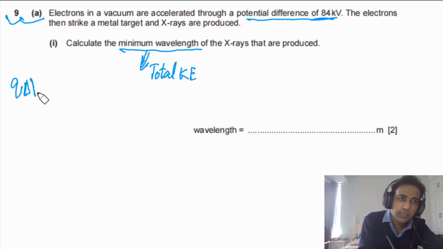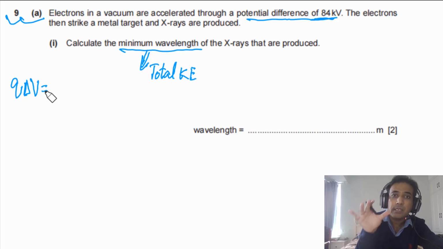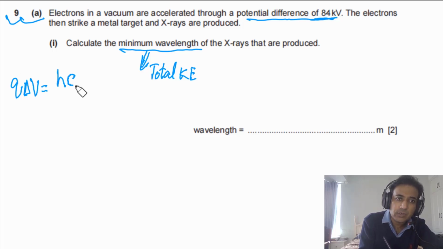We can say Q times delta V. The gain in kinetic energy is equal to the electrical energy supplied, and this is equal to the energy of the X-ray photon. So this is the energy of a single photon, and this is the energy gained by a single electron. So we need to find the value of lambda. So we can say lambda minimum in this case will be equal to hc over Q times delta V.